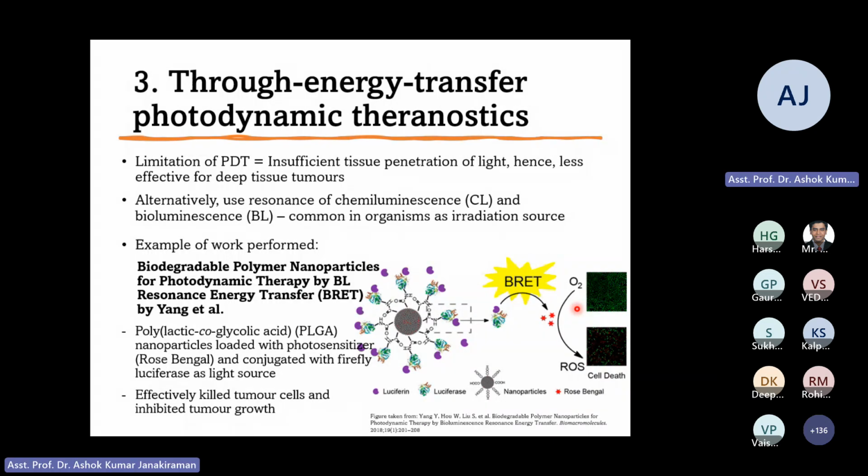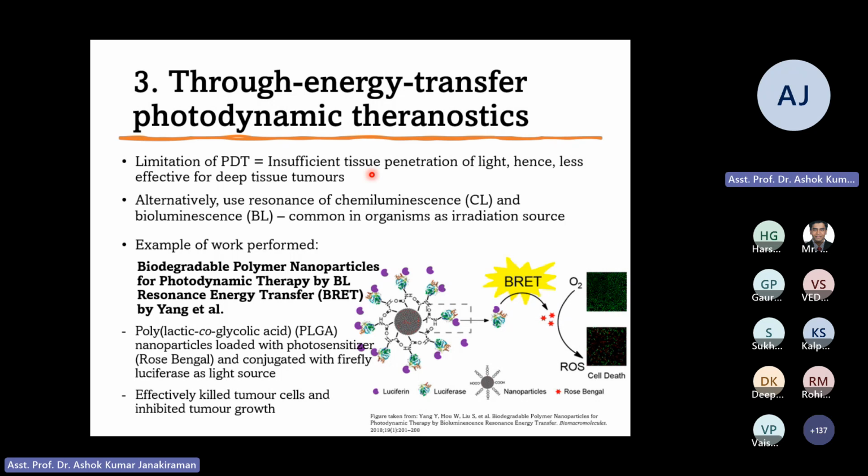A limitation of photodynamic theranostics is insufficient tissue penetration of the light, hence it is less effective for deep tissue tumors. So we cannot say that it gets immediately triggered by the light because our organ is inside the body, so it's in depth. We cannot say that it immediately gets activated.